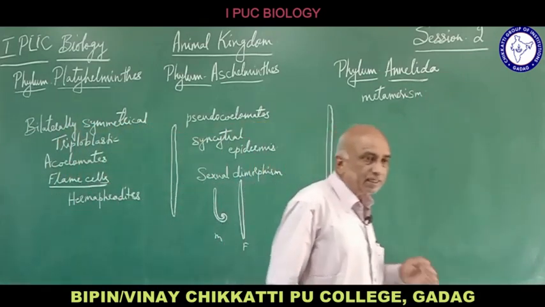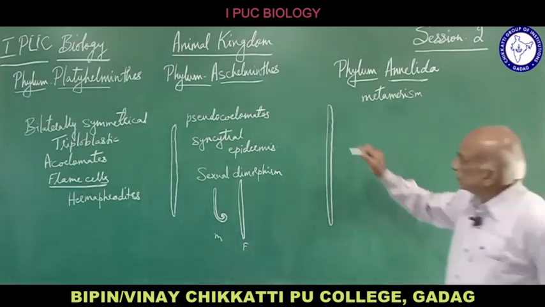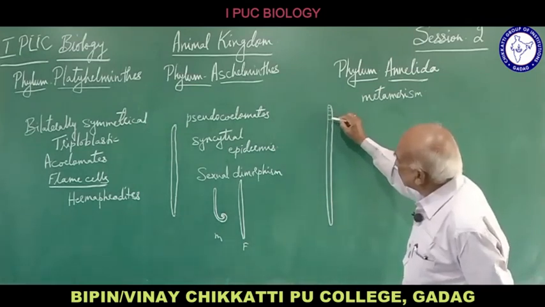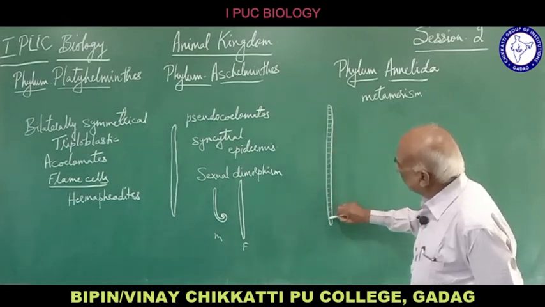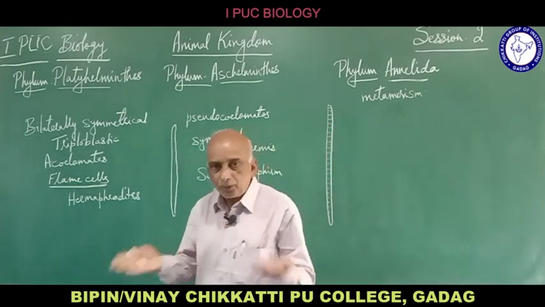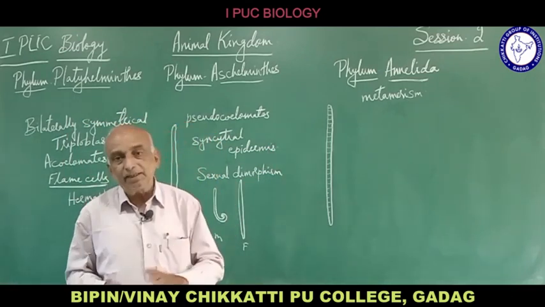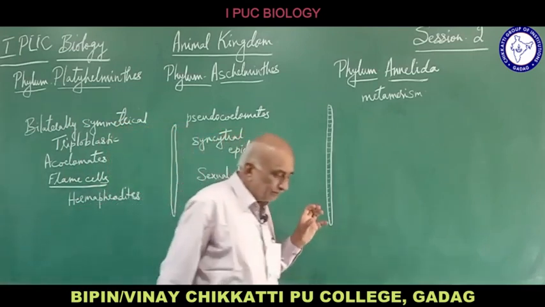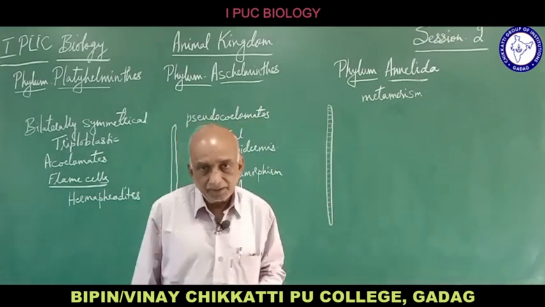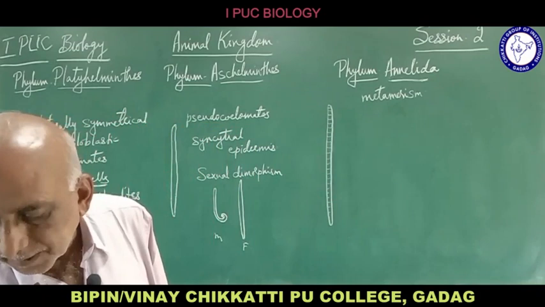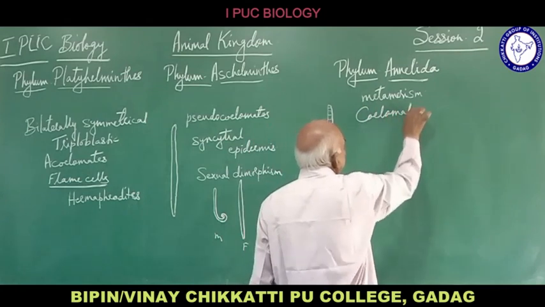When the segments are present such that the body is externally and internally divided, it is called metamerism. So in earthworm also you find segments like this. These segments are not only present on the outer part of the body, but they are also present inside. When we cut open the body, we can see segmentation inside, and outside also we can see the presence of the segmentation. Such kind of segmentation is called true segmentation, and it is referred to as metamerism. This metamerism is a characteristic feature, and another important character is, these are coelomates.